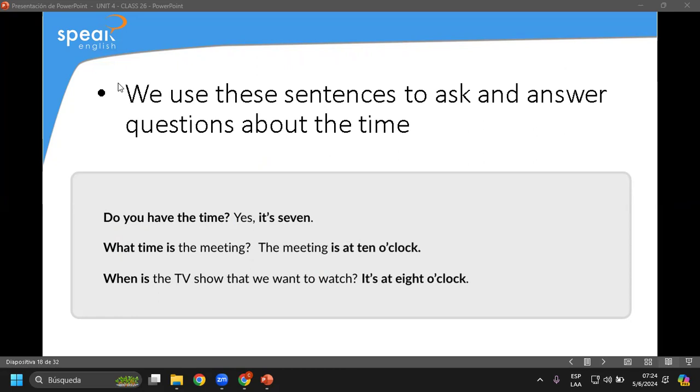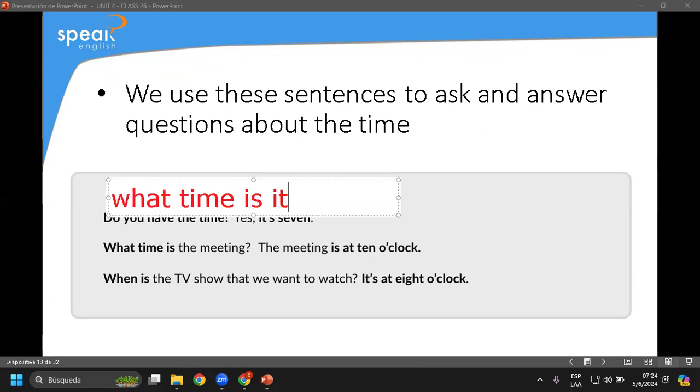Okay, look at this, everybody. We use different sentences to ask and answer the questions about the time. Yesterday, we studied that if you want to ask, yo quiero saber la hora, ¿cómo la pregunto? Digo, what time is it? Do you remember? Yes? I'm going to write it here.